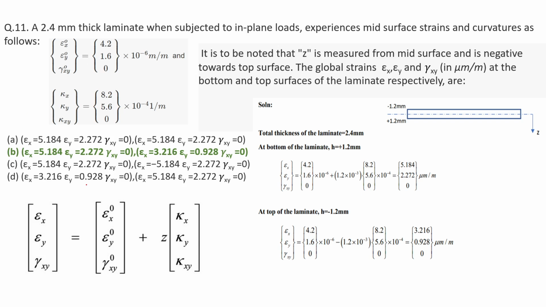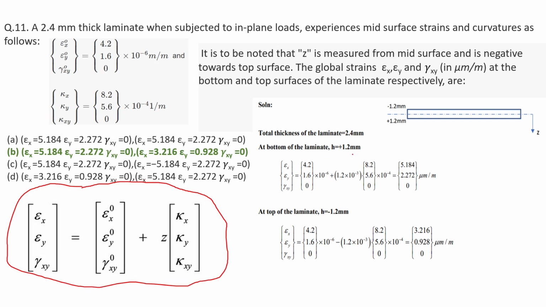We already know this equation for how to find the global strain. The global strain is equal to the mid-plane strains plus the location, the thickness, times the curvature. Here we took the laminate thickness as 2.4 mm, so we take the midpoint, and above and below it the distance will be 1.2 mm. It is given in the question that towards the top surface it is negative, so above will be minus 1.2 mm, and below will be plus 1.2 mm. The total thickness of the laminate is 2.4 mm.